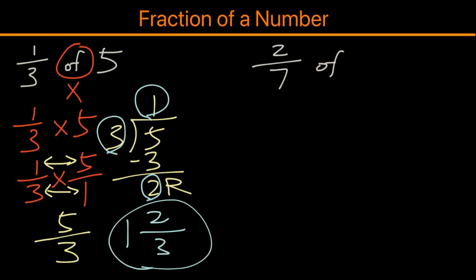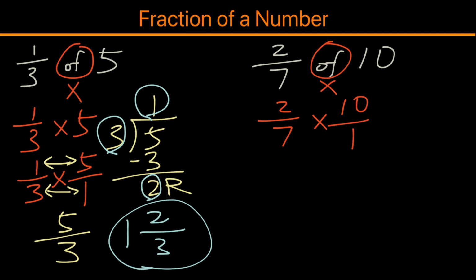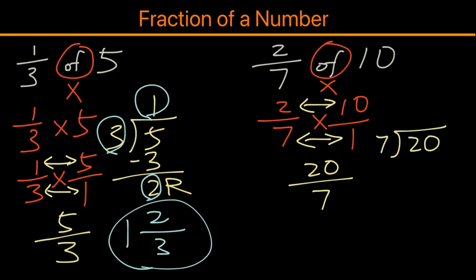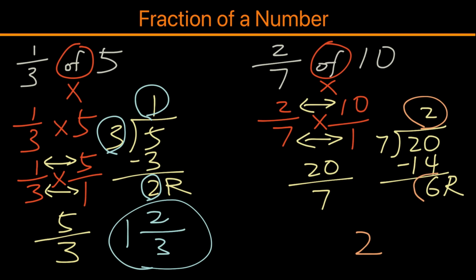What about this one? Using the same process, changing "of" to multiplication, 2 over 7 times 10/1, multiply across, 20 over 7. Final step, convert the improper fraction to a mixed number. We have 2. 20 minus 14 is 6. 6 is the remainder. So we'll have the mixed number as 2, 6 over 7.